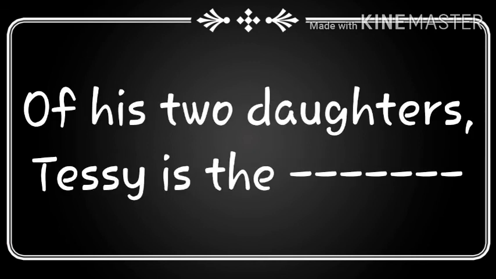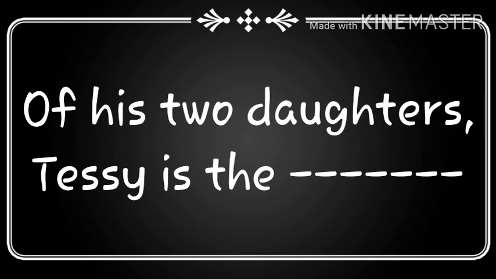Next question was, of his two daughters, Tessy is the dash. The answer will be most beautiful. Why? Here we chose the superlative degree because we are not comparing Tessy to anyone but picking her out as the best. We used most because beautiful has more than two syllables. Now how can we make it into a comparative degree? Tessy is more beautiful than his other daughter. Here there is a comparison between the two daughters.